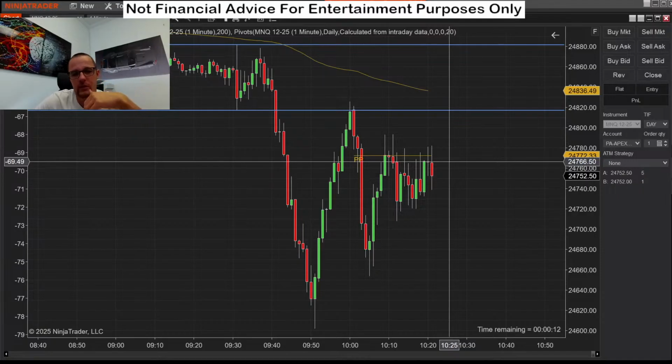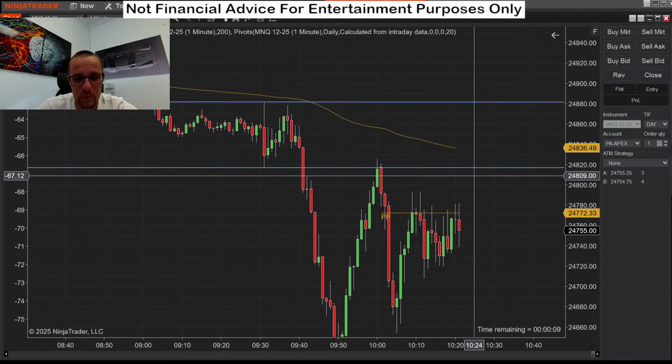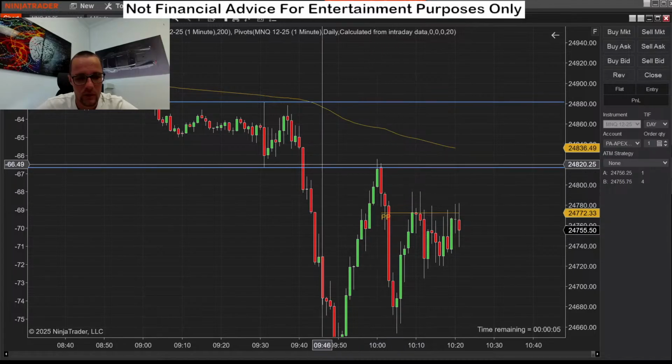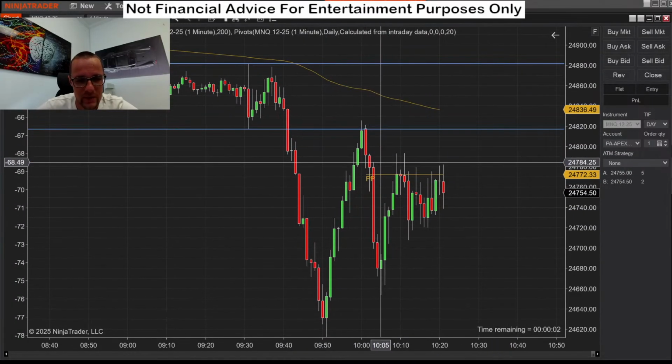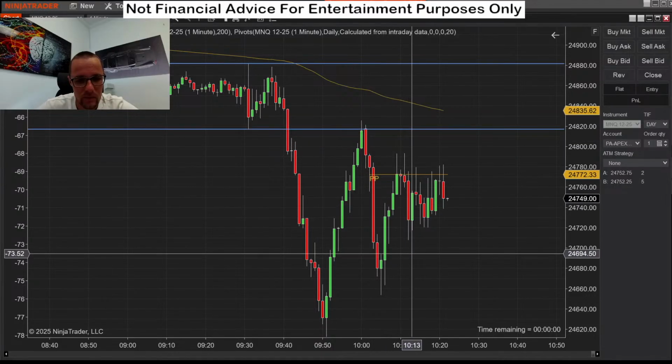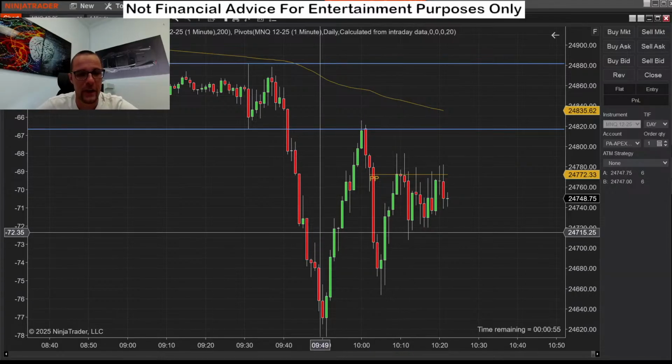I think it sets a lot of traps. Look at this 5-minute opening range. We broke through it, came back, retested it as resistance, and then kind of started to push down.